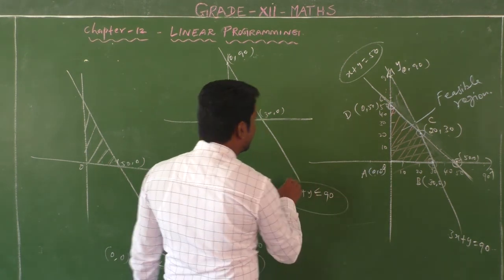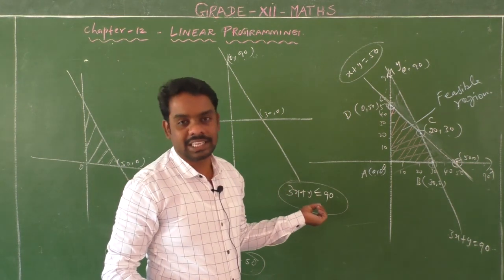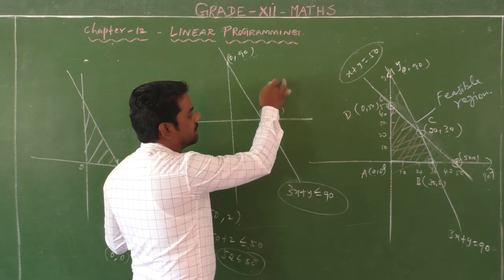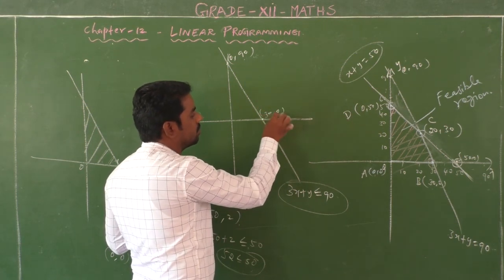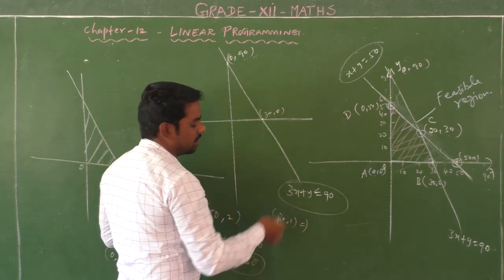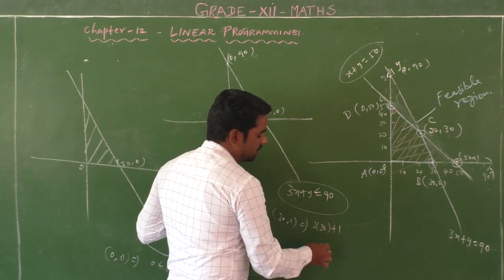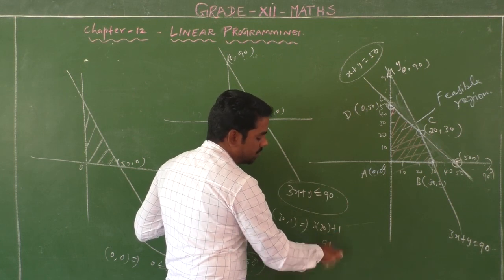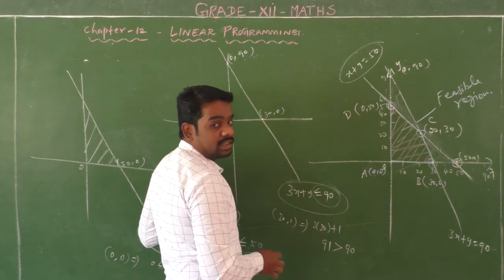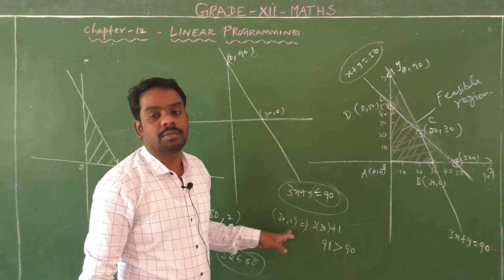So we take a point in a region and substitute in the inequality. When the inequality is satisfied, that is the required region. This point is 30 comma 0. Let us consider 30 comma 1 and substitute in the inequality. 3 into 30 is 90, plus 1 is 91. So 91 is greater than 90, but the given constraint is less than or equal to 90. So this is not satisfied at the point 30 comma 1.